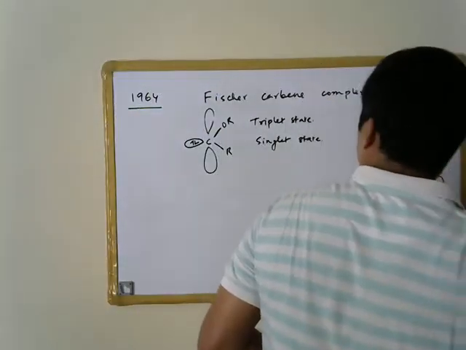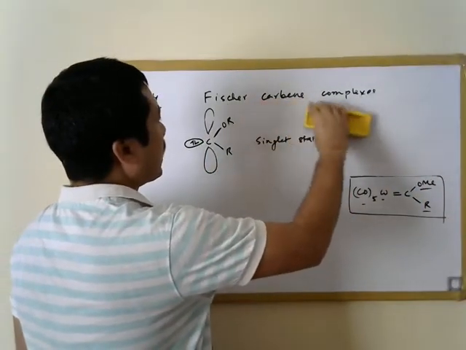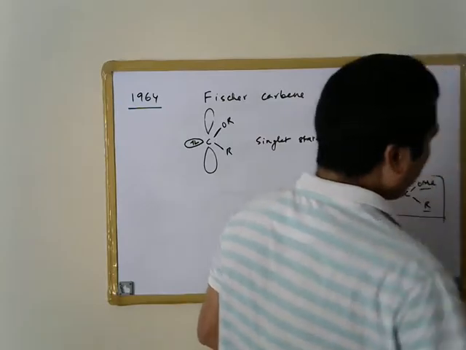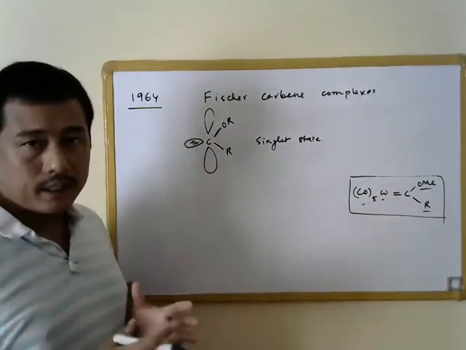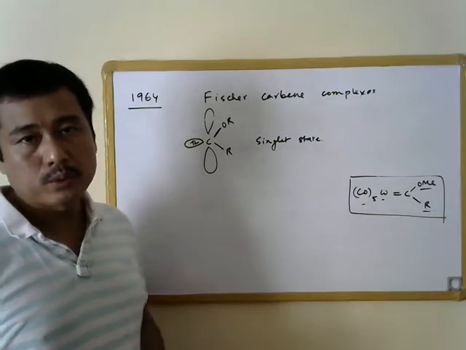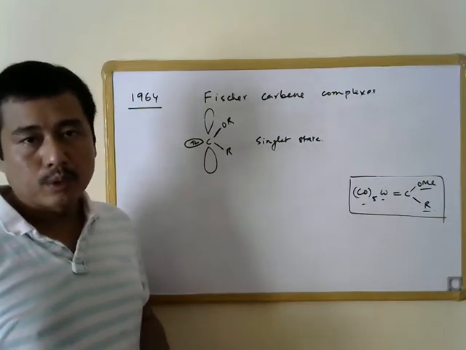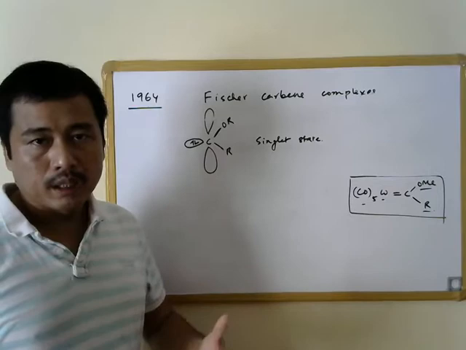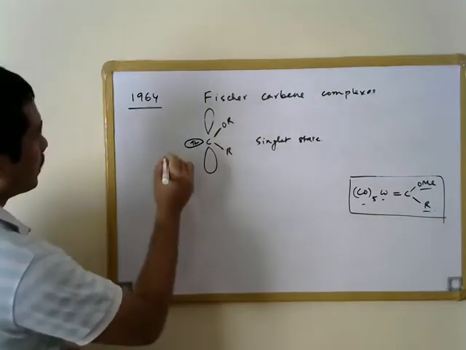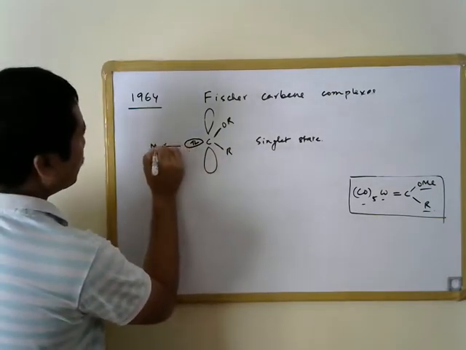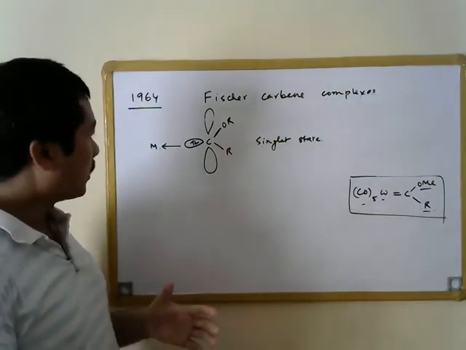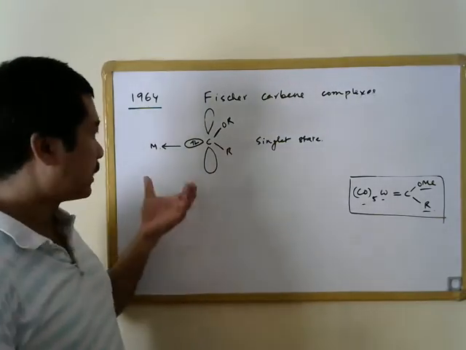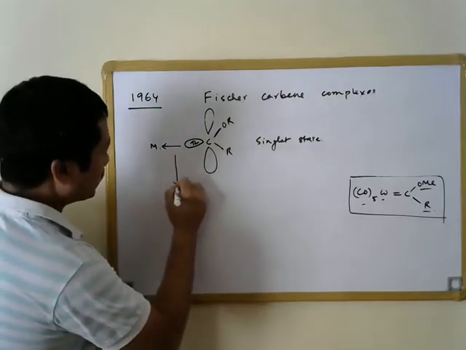So in case of the Fischer carbene complexes, the carbene carbon atom is in the singlet electronic state, and that is why both the electrons on the carbene carbon atom essentially lie only in the sp2 hybridized orbital here, and these two electrons can now be donated to metal orbitals to form the carbene carbon to metal sigma bond. So these will be donated to empty metal d orbitals, so that a metal to carbon single bond, or the sigma bond, is essentially formed.